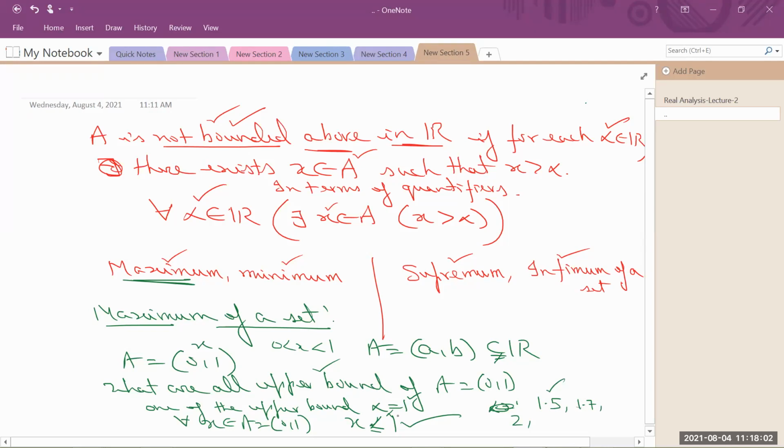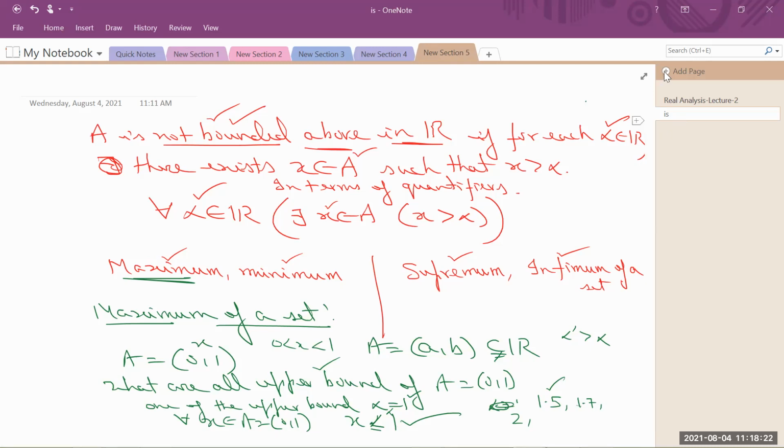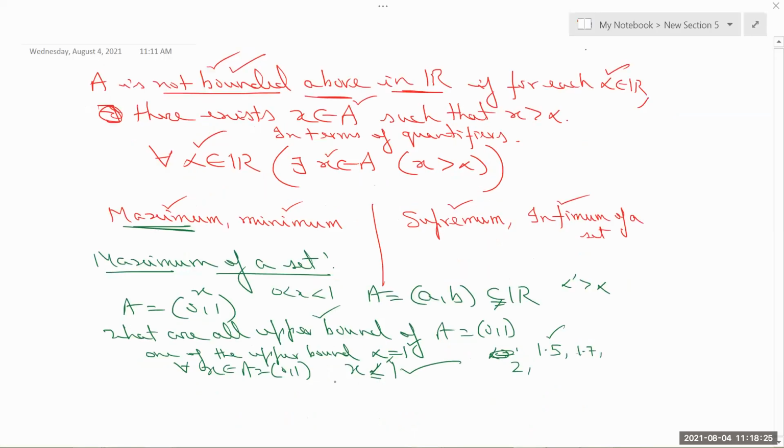In fact, if you recall that result, if alpha is an upper bound, then every real number alpha dash greater than alpha is also an upper bound. So I can say that all real numbers greater than or equal to 1 are its upper bounds. So what is the set of all upper bounds? Yes, anyone? Sir, 1 to infinity. The interval 1 to infinity. Set of all upper bounds of the set A equal to the open interval 0, 1.